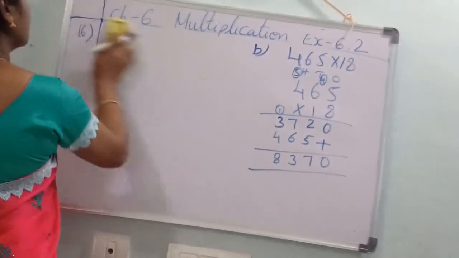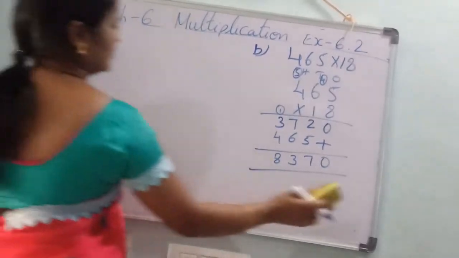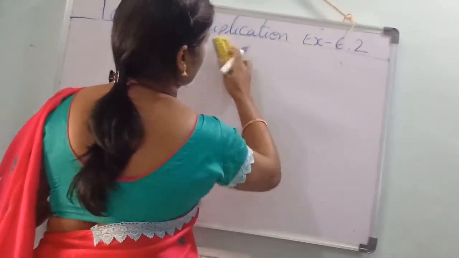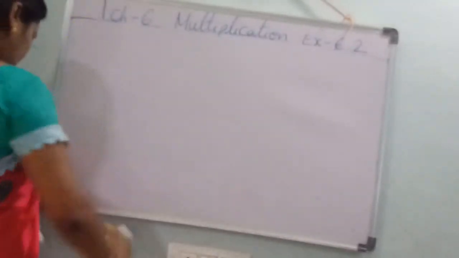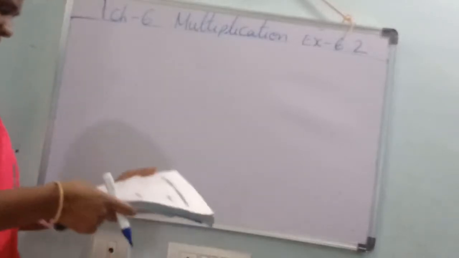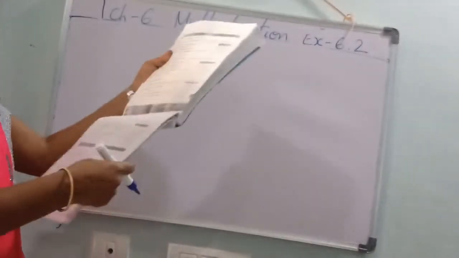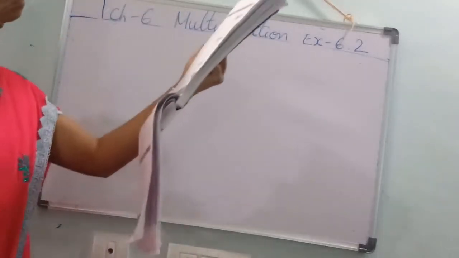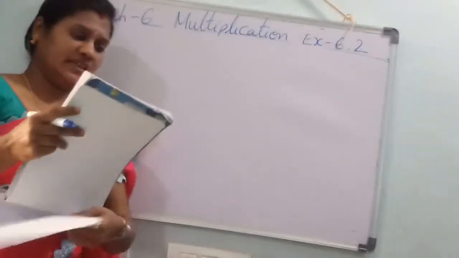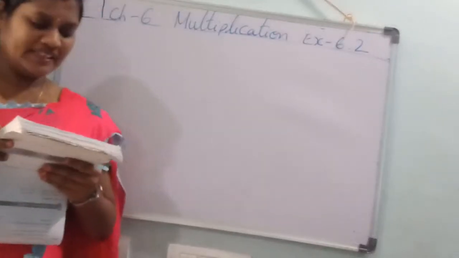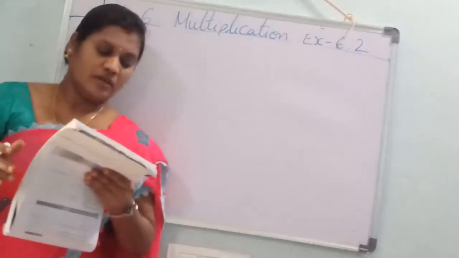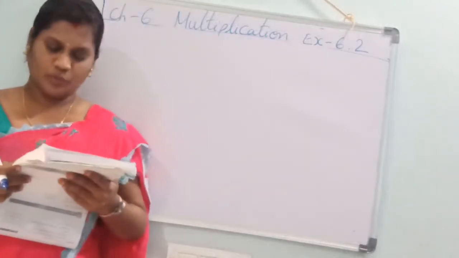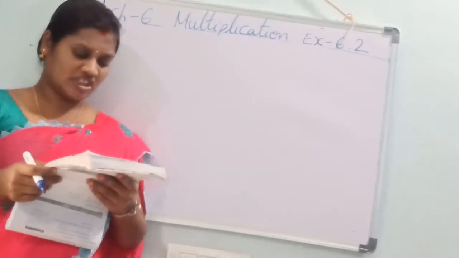Children, word problems. Take out your word problems. Applications. See, I will explain only 2. Remaining all you should practice. See, applications. A pencil box has 154 pencils in it. How many pencils would be there in 4 such boxes?